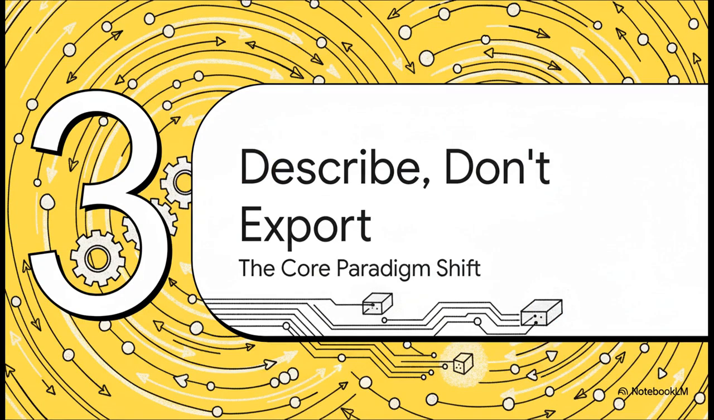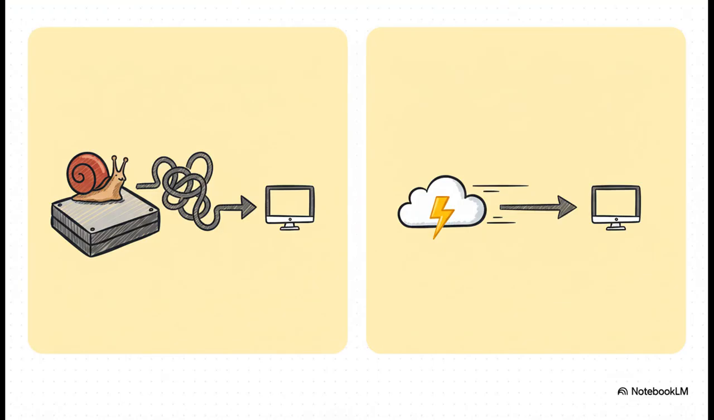Okay, now we're getting to the heart of it, the big idea. This is the core paradigm shift that makes all of this possible. So instead of exporting data, the big idea is to describe it. Think about it this way. The old way, exporting, is like trying to find out who directed a movie by downloading the entire 45 gigabyte 4K file. It's insane, right?